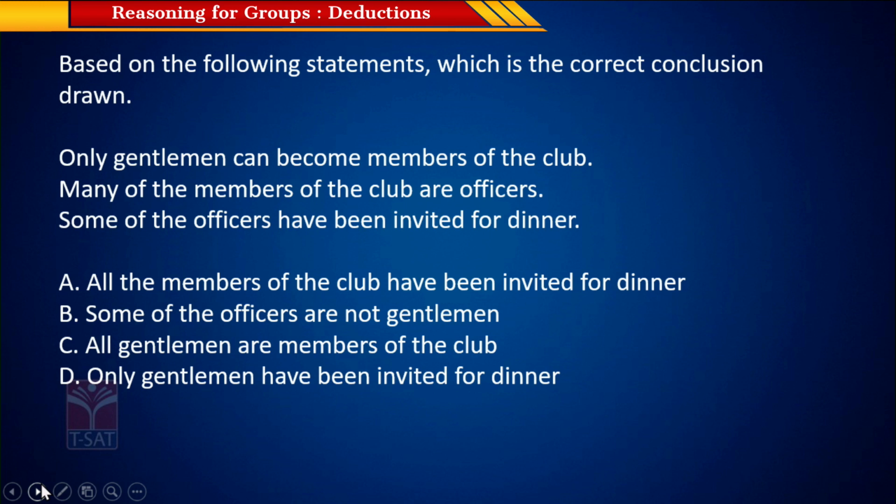The first question says, based on the following statements, which is the correct conclusion drawn? Only gentlemen can become members of the club. Many of the members of the club are officers and some of the officers have been invited for dinner. Here they're asking which answer option is correct. A is all members of the club have been invited for the dinner.